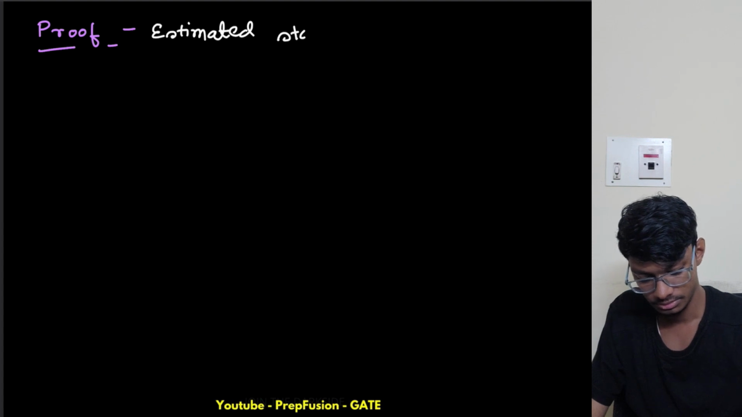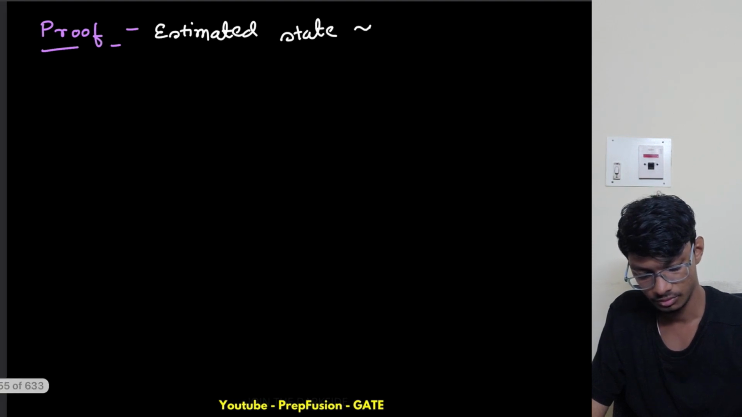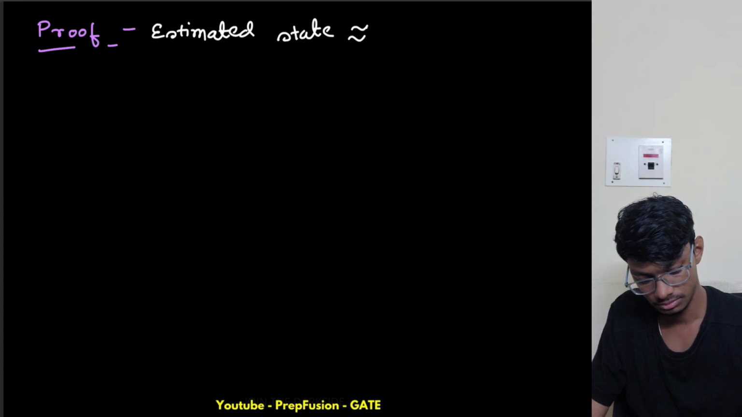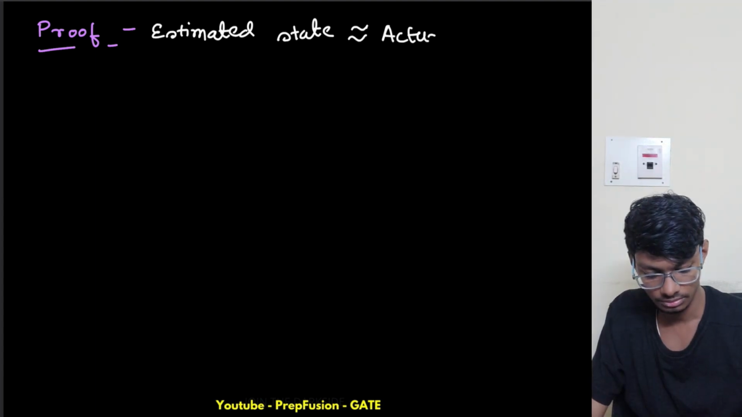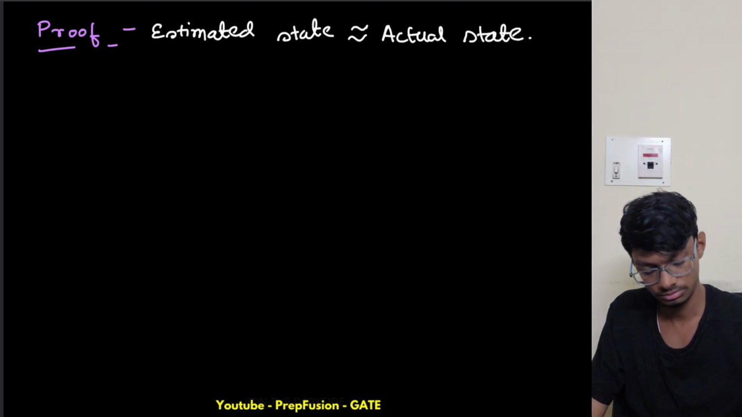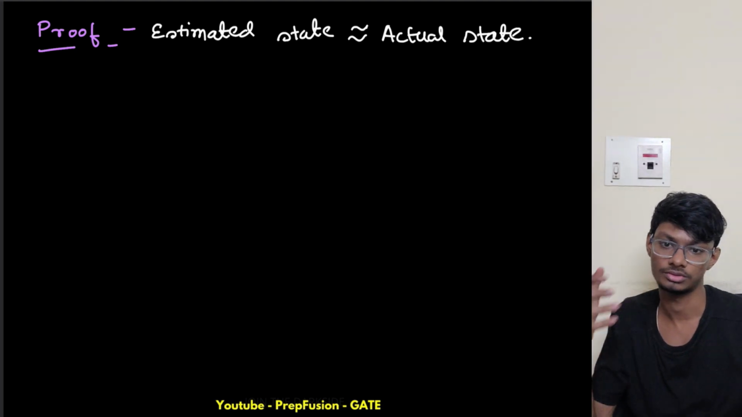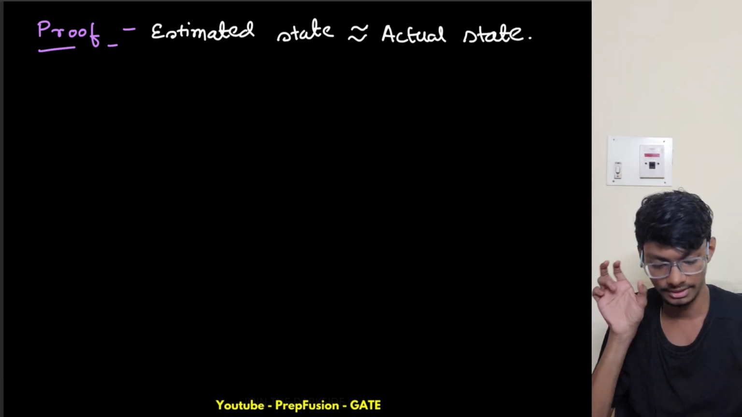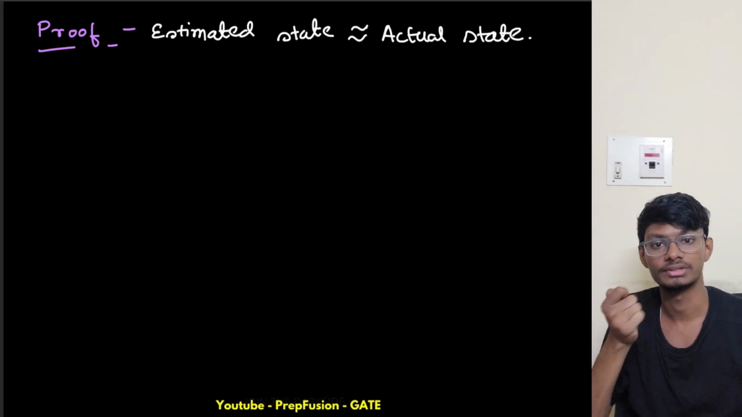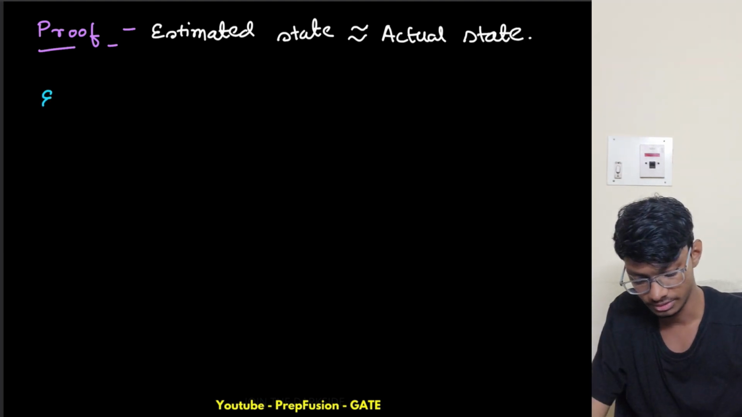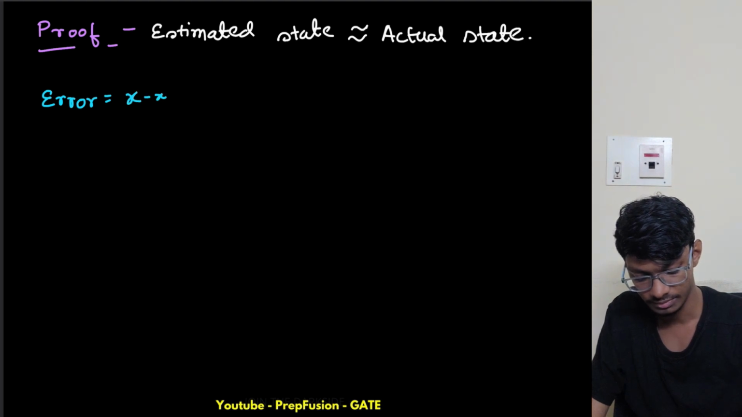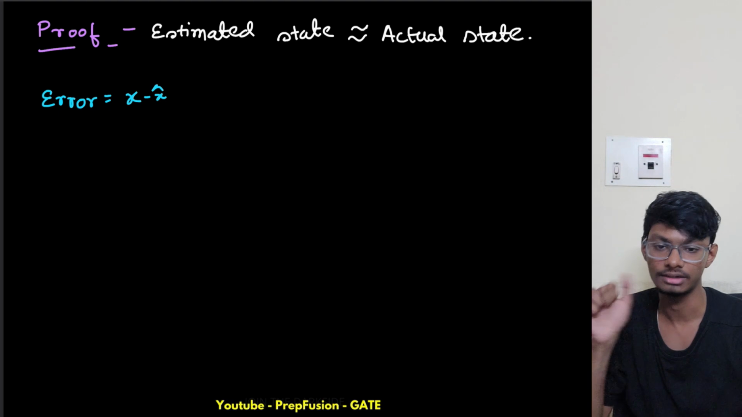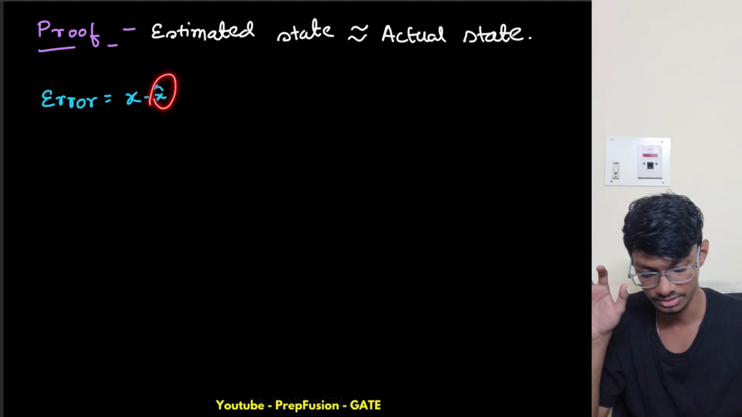Estimated state will be almost equal to actual state. So how to prove that? We have to make the error 0, that is the difference. So what is the error? Error equals x minus x hat. This is my error, and we have to make this 0 so that this becomes equal to this one.